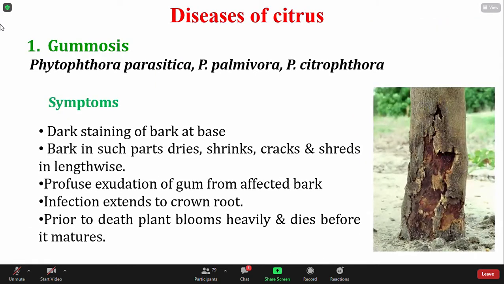The diseases of the citrus. The first one is gummosis. Did you hear about it? Has anybody observed it in your home garden or any other places?